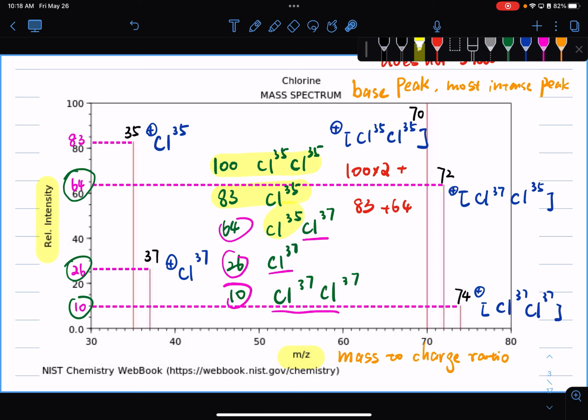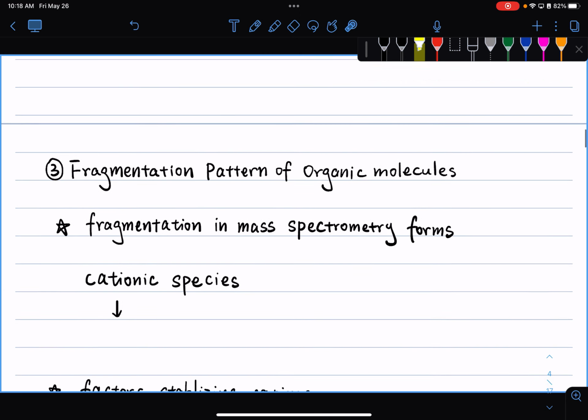What is the fragmentation pattern, right? So this one is 70, this one is 35. So naturally, you know your chlorine can break down into, well, chlorine plus and chlorine dot. Or you can do it vice versa. As I give you the fragmentation pattern, can you predict what that final spectrum looks like? All right, any questions before we move on? Nope? Okay, let's keep going.